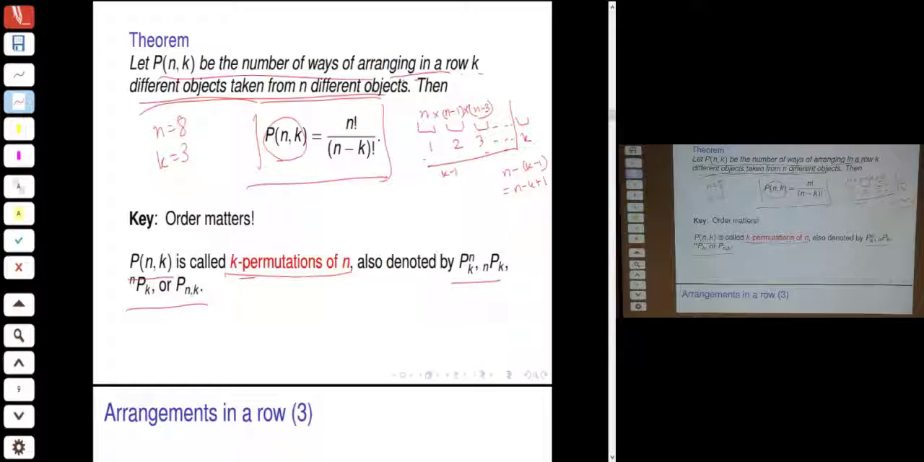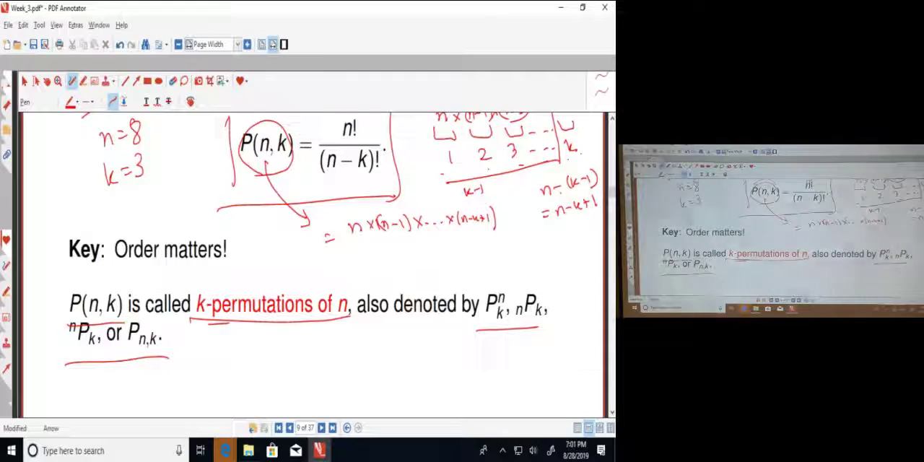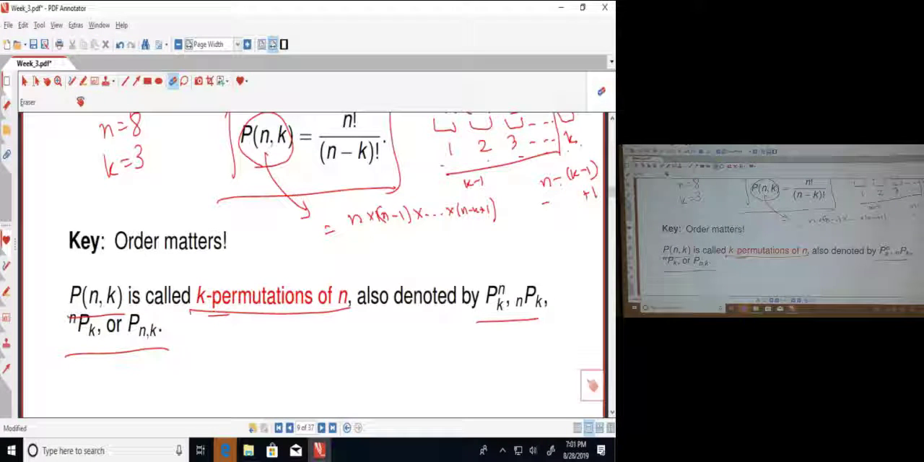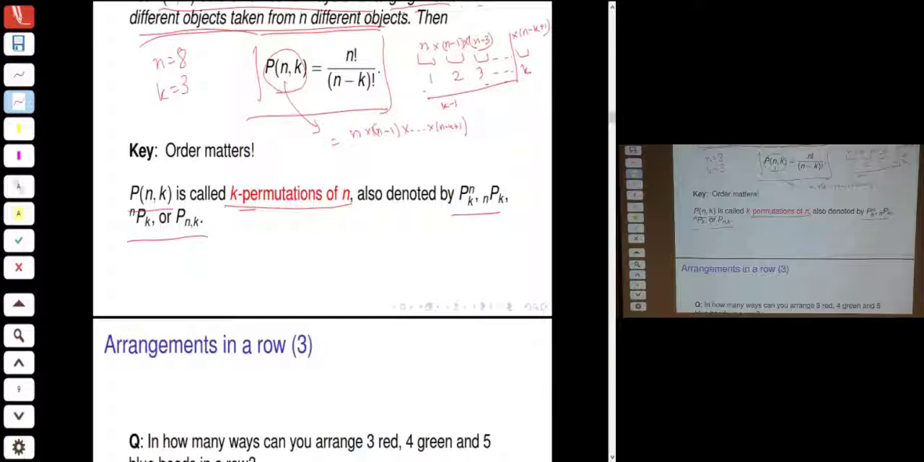And for each way of filling the first k minus 1 places, I fill the last spot with any of these n minus k plus 1 objects. So times n minus k plus 1. Okay, so the total number of ways, this P(n,k), is n times n minus 1 times and so on, up to n minus k plus 1. Okay, clear? So far so good.